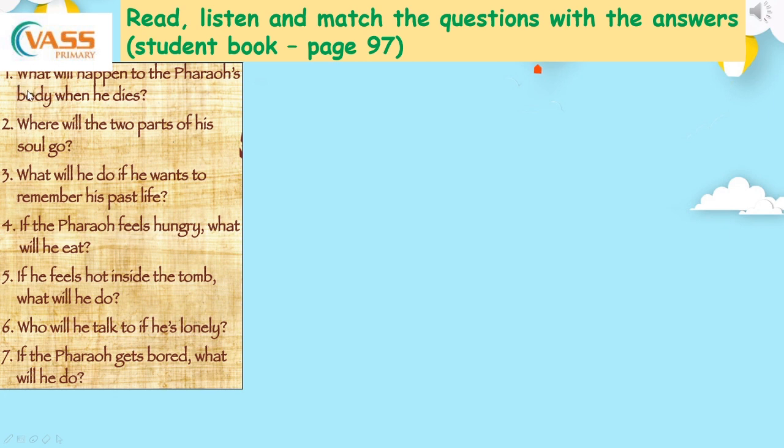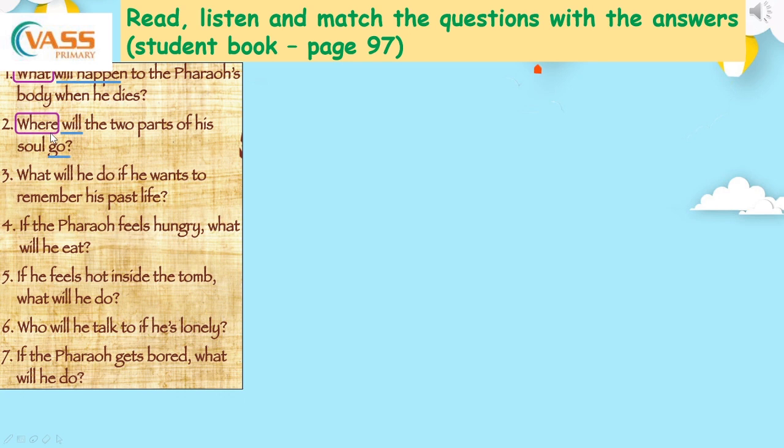Question 1. What will happen to the pharaoh's body when he dies? This is what I want you to look at. Look for the question word. And then after the question word, we have our future tense verb. What will happen? Future tense will, and then our verb. What will happen to the pharaoh's body when he dies?